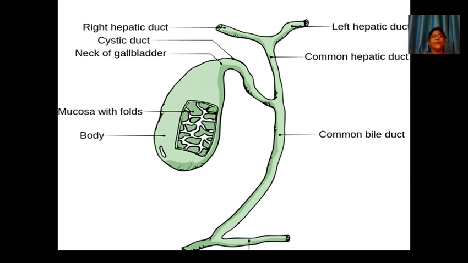Okay, the right hepatic duct is there, and the left hepatic duct. These right and left hepatic ducts form the common hepatic duct, and this common hepatic duct passes downwards, and by union with the cystic duct from the gallbladder, the cystic duct and common hepatic duct form the common bile duct. This common bile duct runs downward and unites with the pancreatic duct and enters into the duodenum. Okay, clear to all of you?